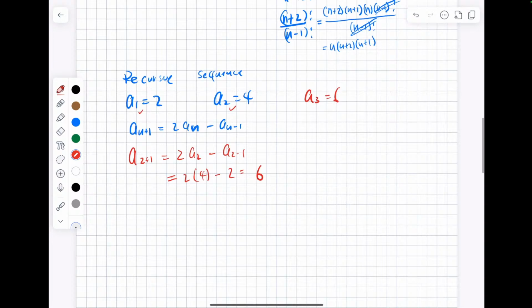Can you figure out what A4 is? Can you figure out A4? A4 is what? So this is called a recursive sequence.